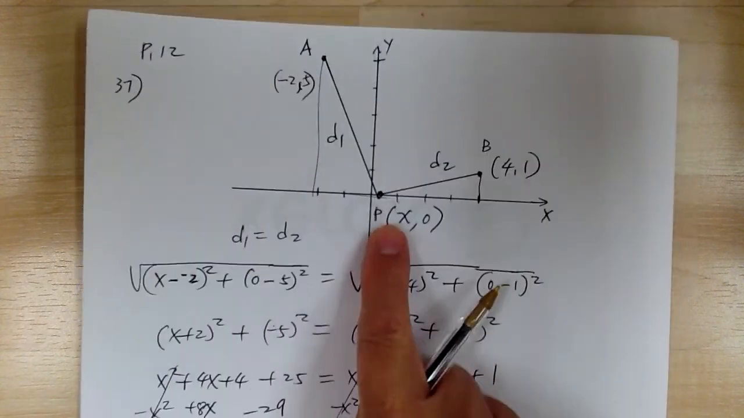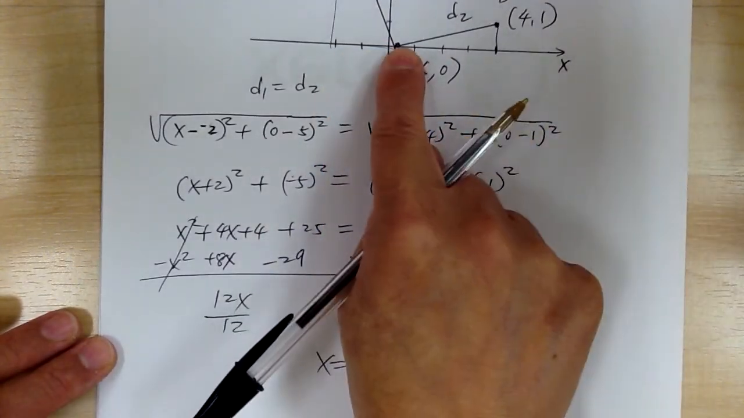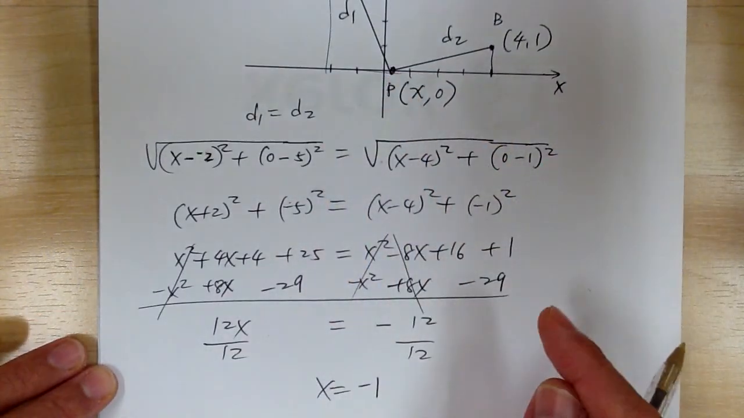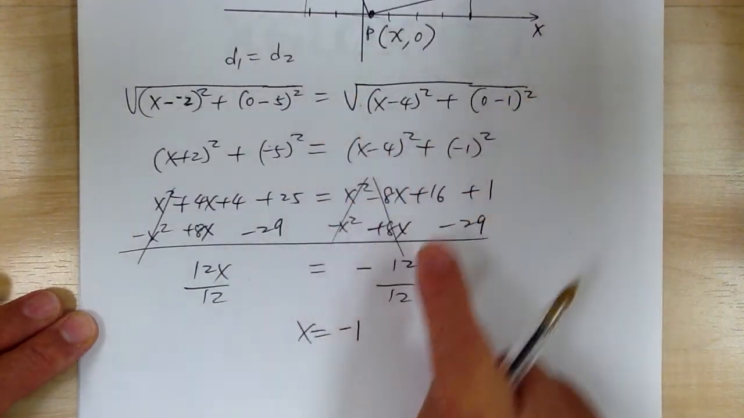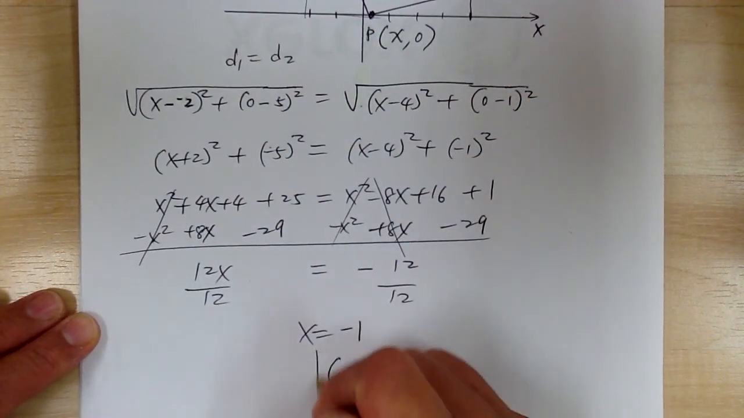Obviously, we can see that our point is a bit off. Our point should be right over here. But that's okay. You just want to draw the picture to give you something to look at. So the point that would give you equal distance is the point negative 1, 0. And that would be your answer.